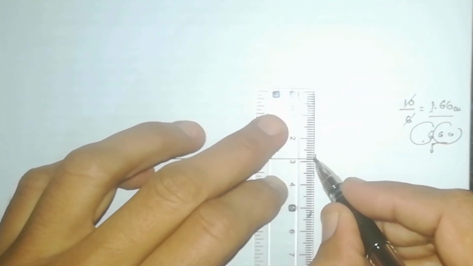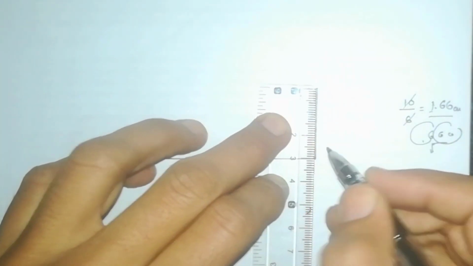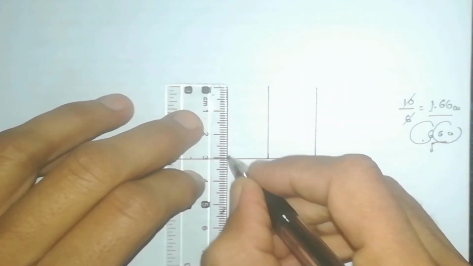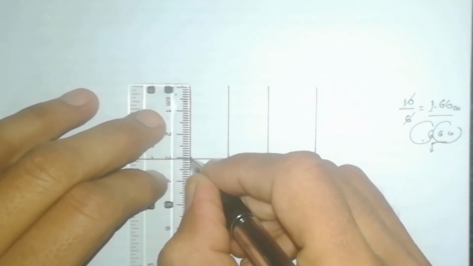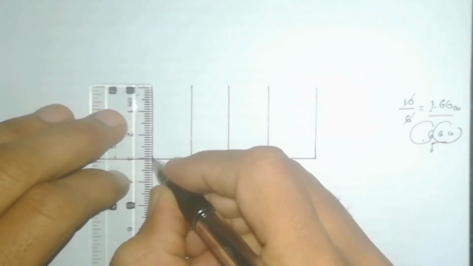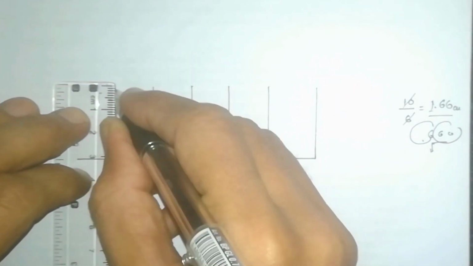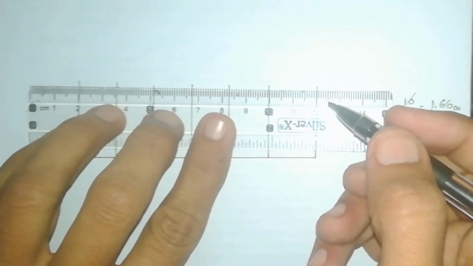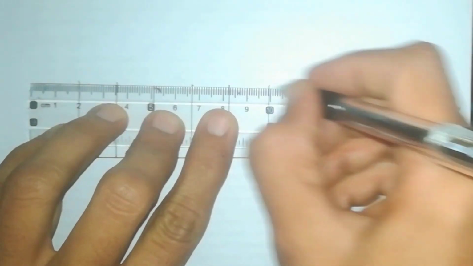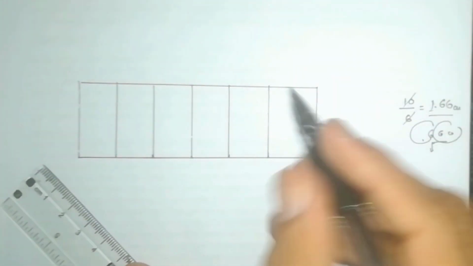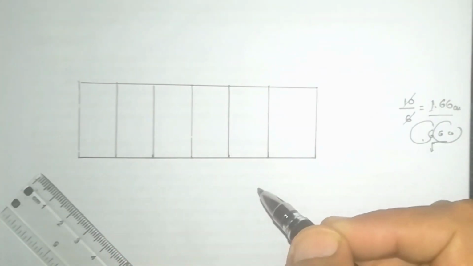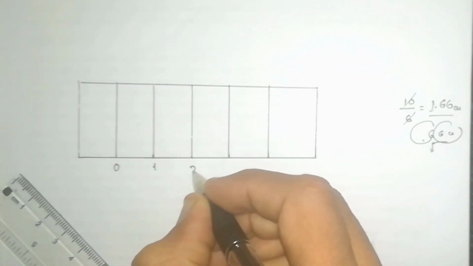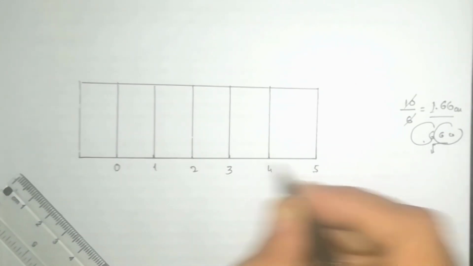I will extend the line upward for approximately 3 centimeters. This one 3 centimeters, this one 3 centimeters, the other one 3 centimeters, 3 centimeters, 3 centimeters, and 3 centimeters. So joining the points with a line, you can see here 1, 2, 3, 4, 5 and 6 parts have been achieved. So here I will write 0, 1, 2, 3, 4, 5 and the other one will be 6.